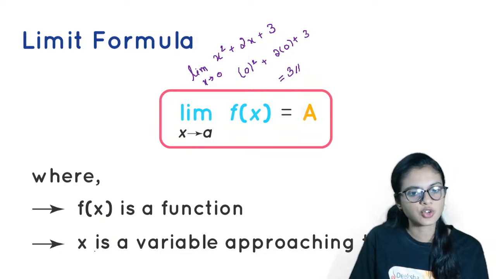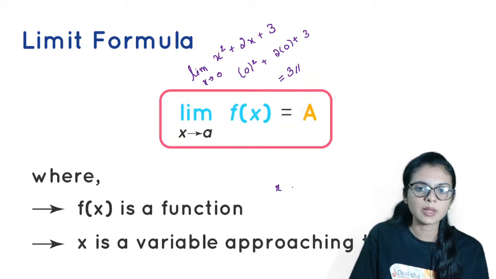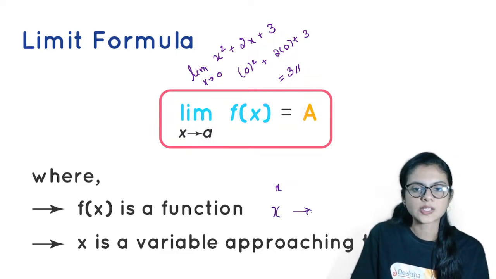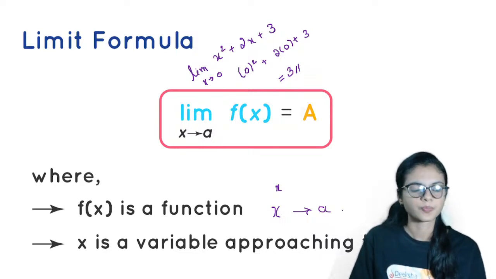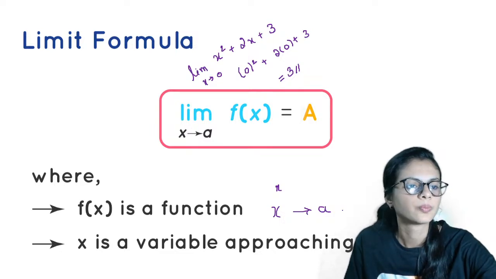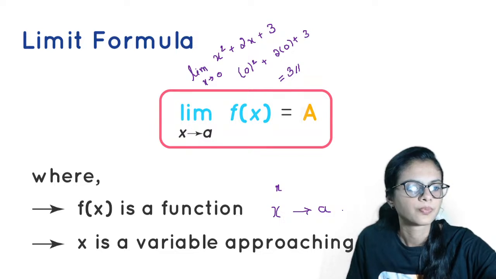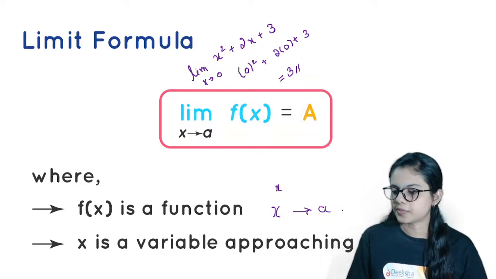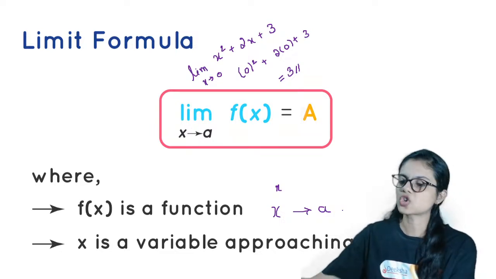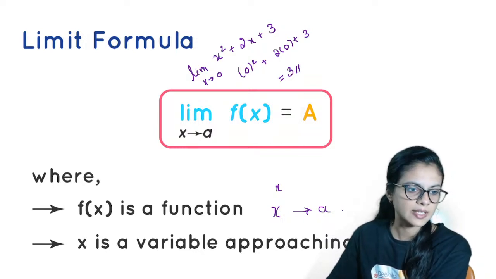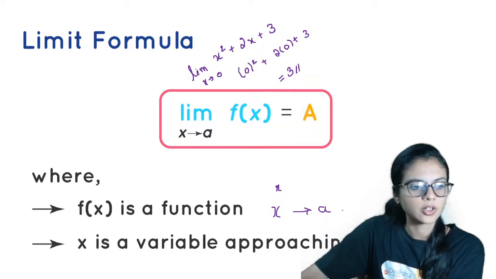So f of x is a function and x is a variable approaching the value a. With the symbol you can understand, right? x is approaching the value of a. Is that clear about limit? Okay then. Let us solve some examples regarding limits. By solving some examples, we can clear our basics. Yes, got it? Great.